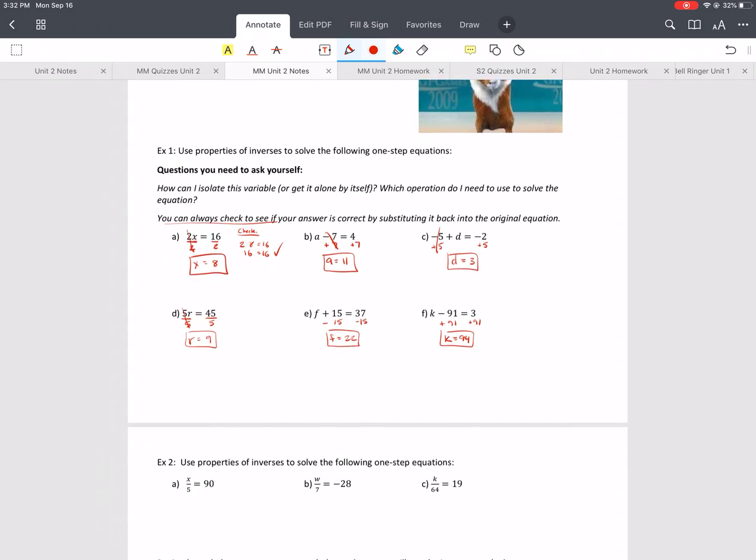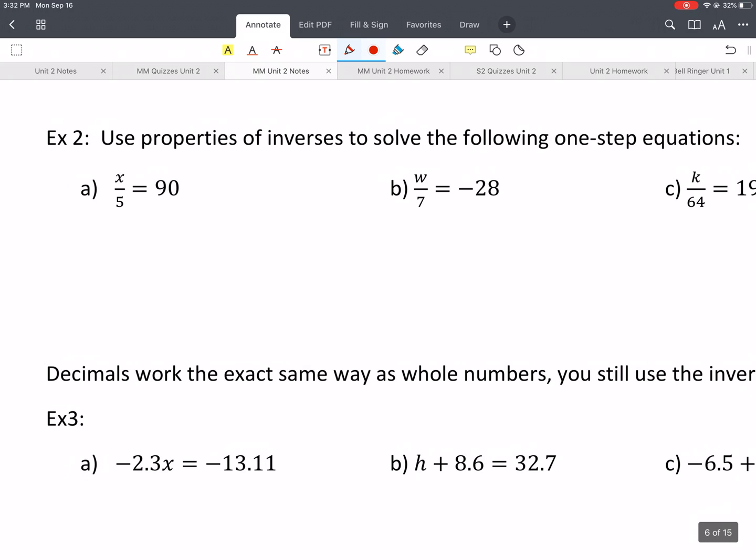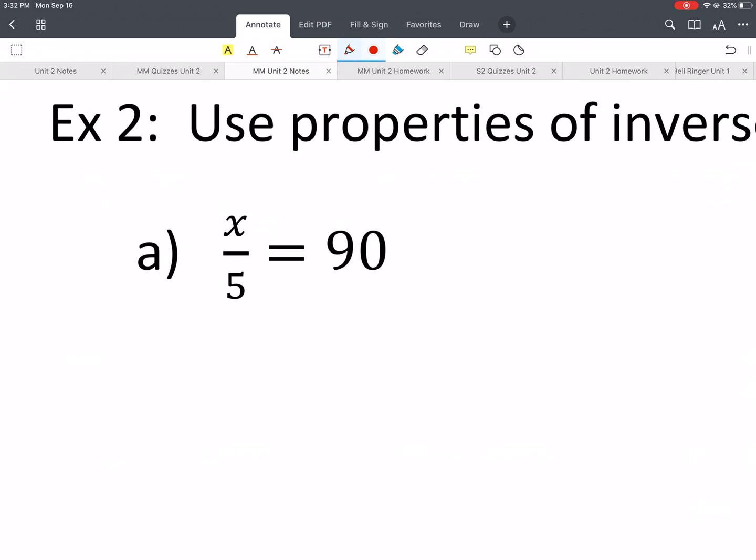All right, next page. Again, we're going to use the inverse operations. Here x is being divided, so the opposite of dividing is multiplication, so we would multiply both sides. We'd get x equals 450.